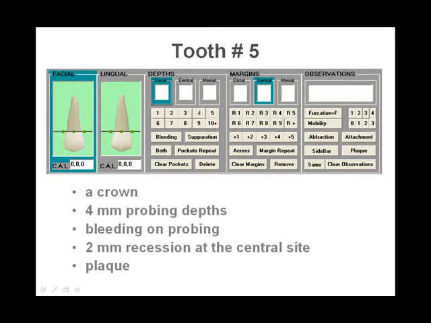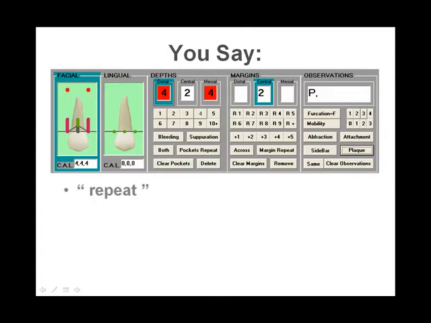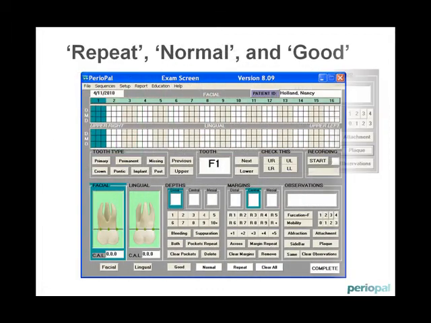Shortcut commands tell the program a certain way to chart the data. For example, the oral conditions on tooth number 5 match the conditions of the previous tooth number 4. You say repeat. The same data is recorded, charted, and stored as the program automatically advances. The shortcut commands that make the exam progress quickly are repeat, normal, good, pocket repeat, and margin repeat.